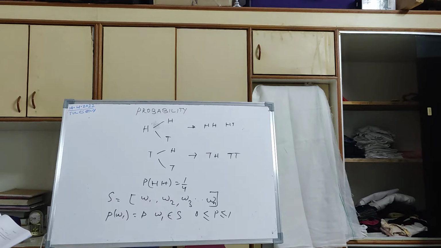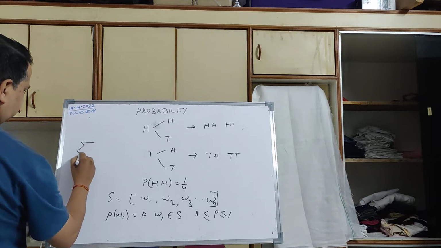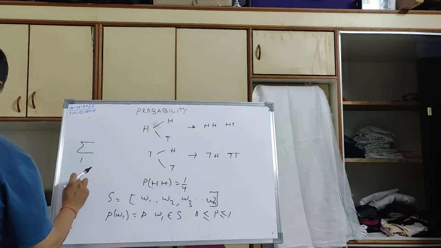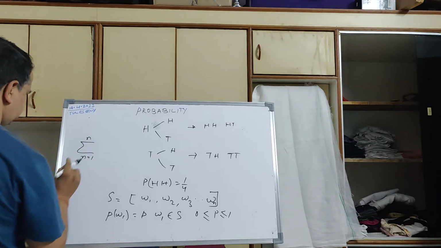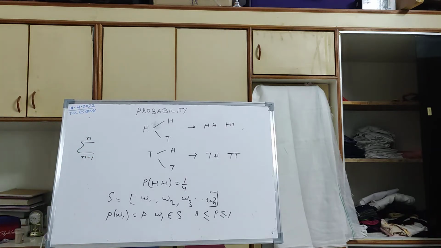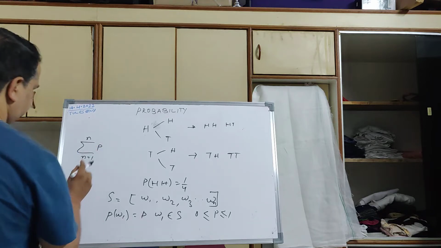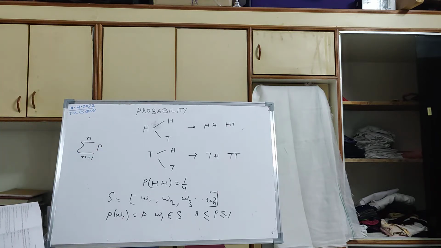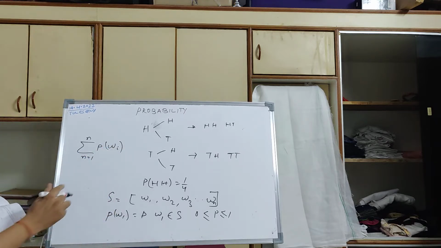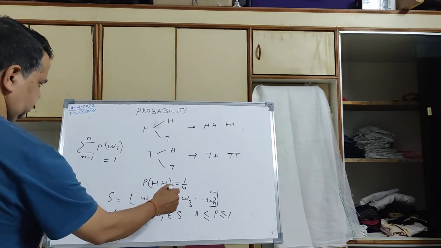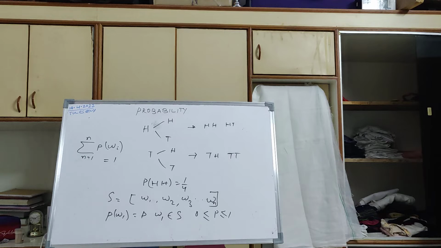And so the sum for i equal to 1 to n of the probability of Wi is equal to 1. It will always be equal to 1. Basically it is the sum of the probability of each sample point, and the total over the sample space will be equal to 1.